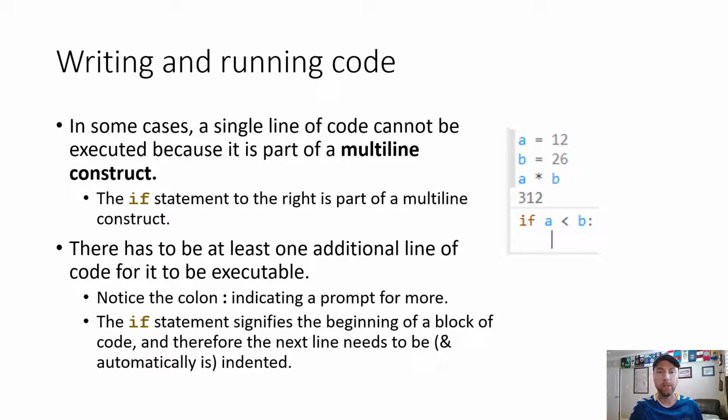So there has to be at least one additional line of code for it to be executable, and the hint here is the colon. Notice the colon to the right. So if A is less than B, colon, that's the second clause. It's saying there must be something following that, okay? So the if statement signifies the beginning of a block of code. Therefore, the next line needs to be, and automatically is, indented. So you don't have to worry about hitting tab or a bunch of spaces. If you do an if statement or any other sort of multi-line construct, it will automatically indent it for the following clause.